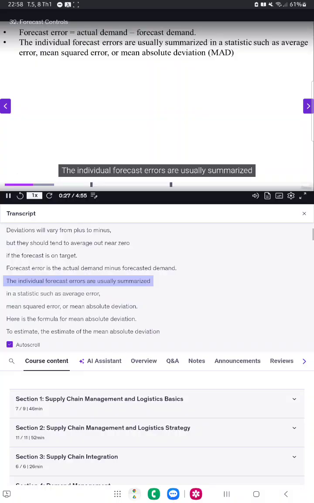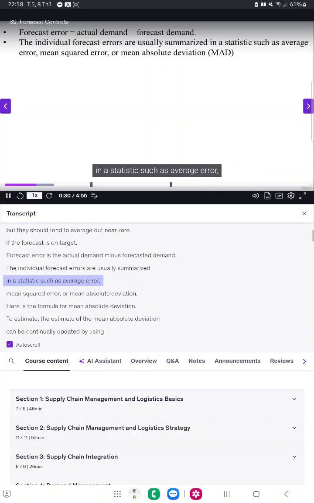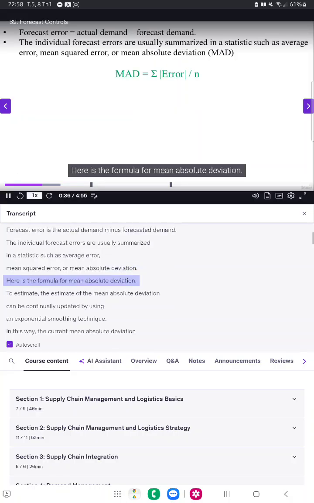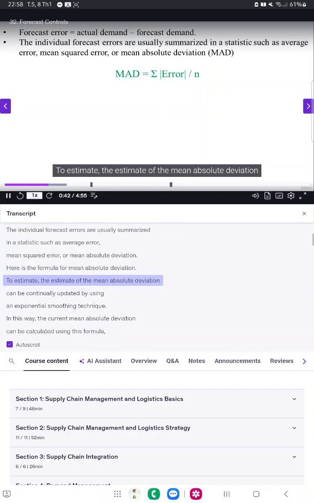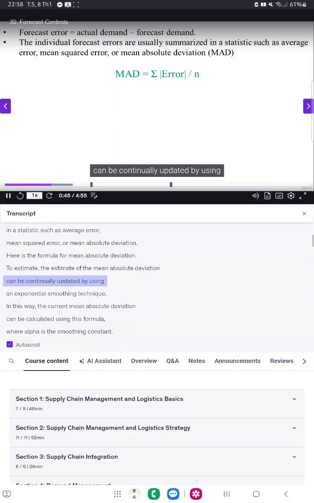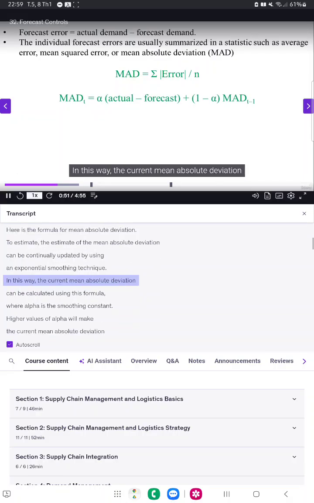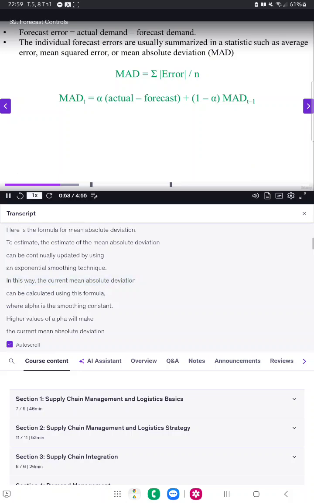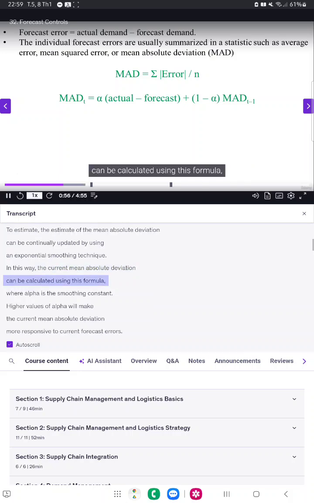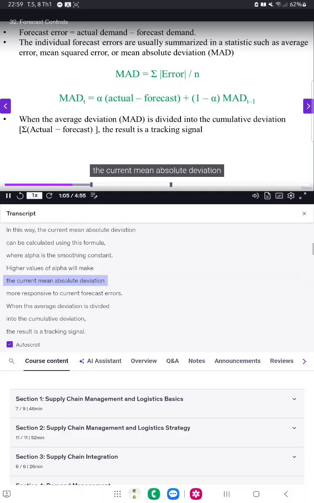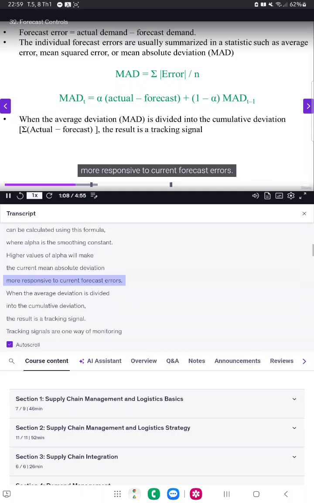The individual forecast errors are usually summarized in a statistic such as average error, mean squared error, or mean absolute deviation. Here is the formula for mean absolute deviation. The estimate of the mean absolute deviation can be continually updated by using an exponential smoothing technique. In this way, the current mean absolute deviation can be calculated using this formula, where alpha is the smoothing constant. Higher values of alpha will make the current mean absolute deviation more responsive to current forecast errors.